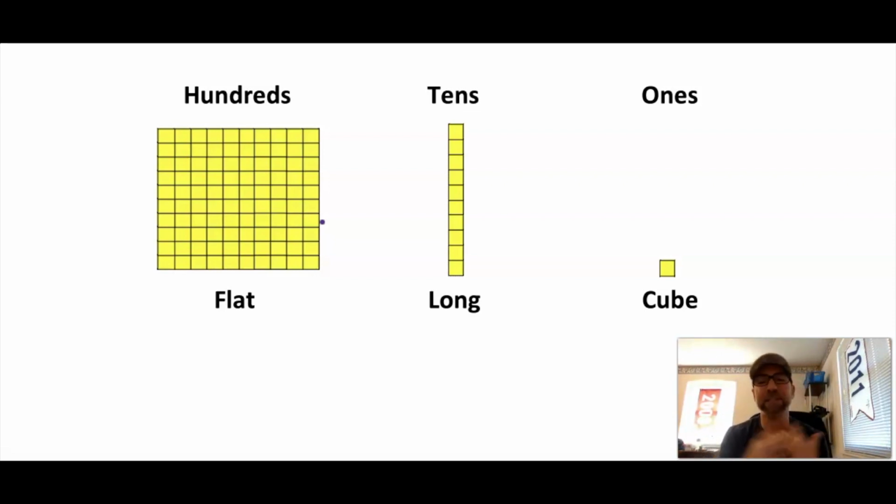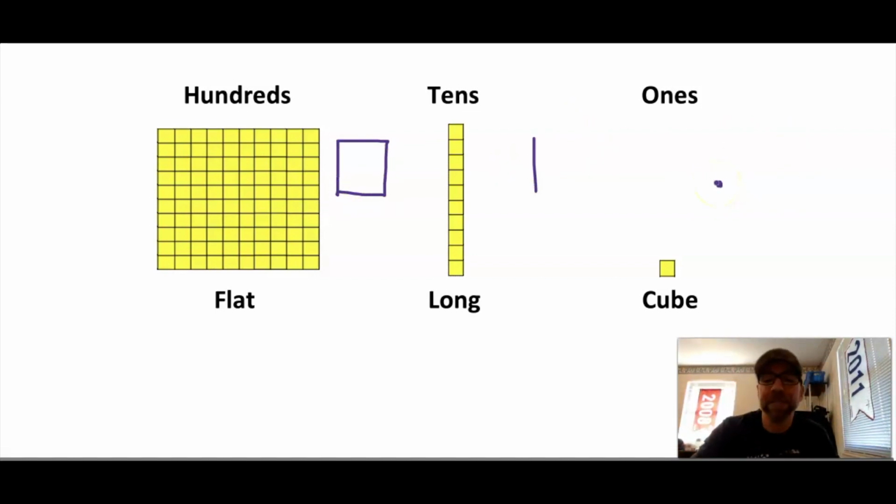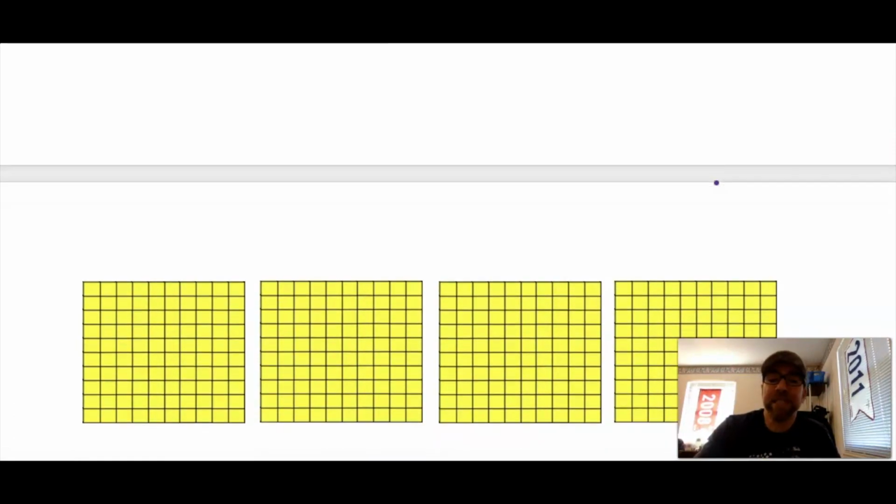Sometimes we have to draw our base 10 blocks. When we draw a cube, we just put a dot. Sometimes we have to draw a long, and we draw kind of like a tally mark, just a little line. If we had to draw a flat, we would just make a square, with nothing on the inside. So we know that the flat is worth 100, the long is worth 10, and the cube is worth 1.